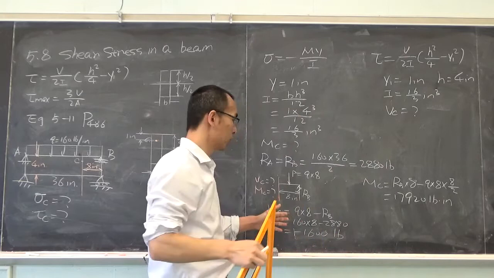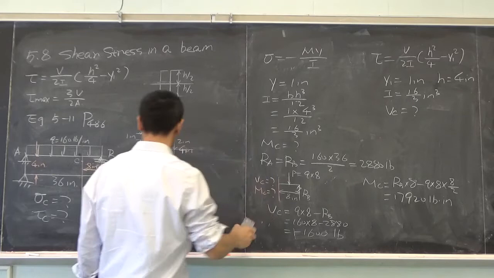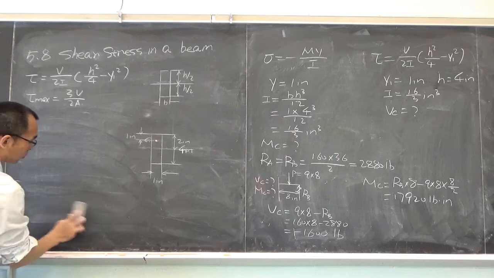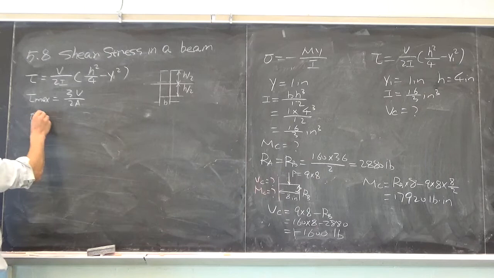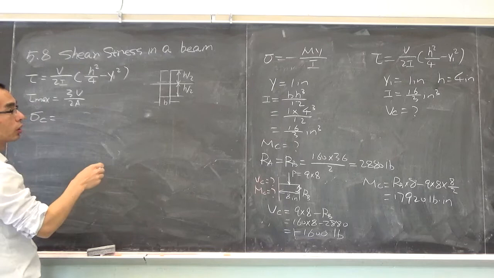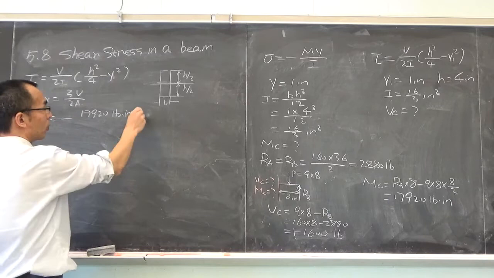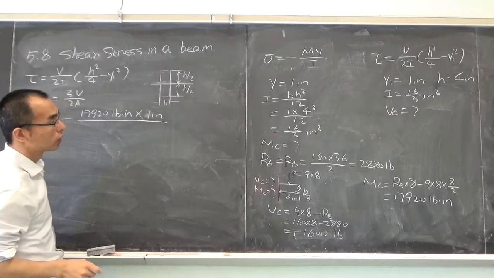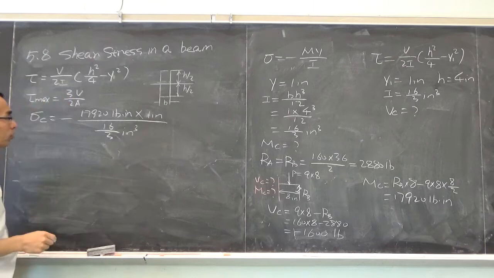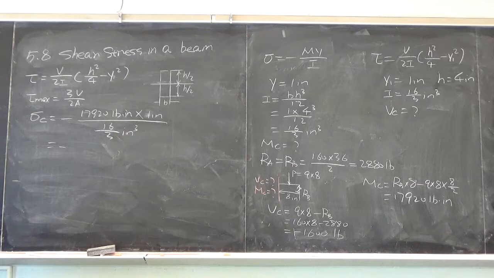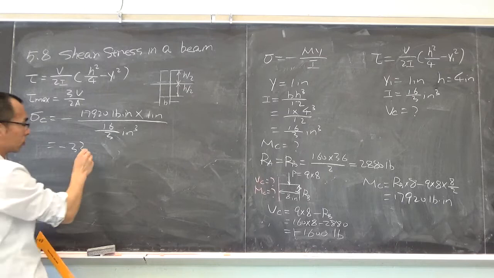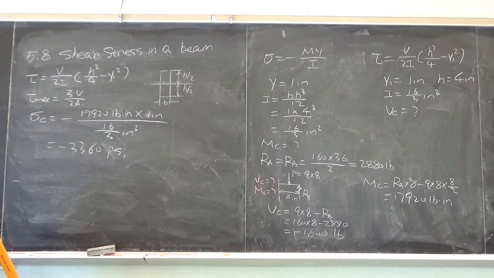Okay, now we have the shear force and bending moment, right? We can calculate the normal stress and shear stress. So the normal stress will be equal to the moment, which is 17,920 pounds inch, and y is equal to 1 inch, divided by the moment ratio, which is 16 cubic inch, right? So this number will be negative 3,360 psi. Negative means compressive stress, right?